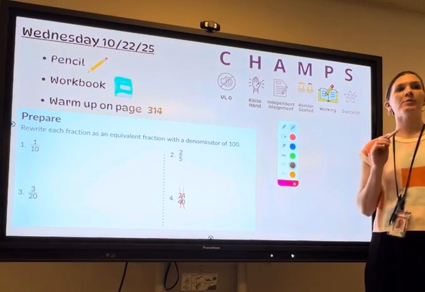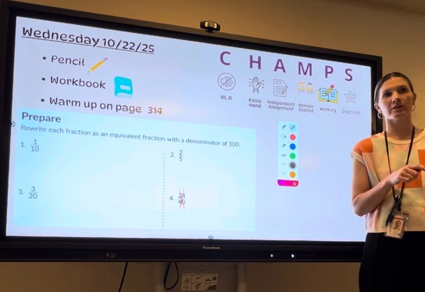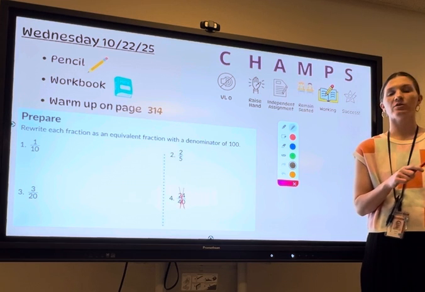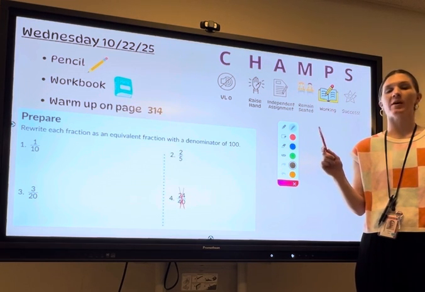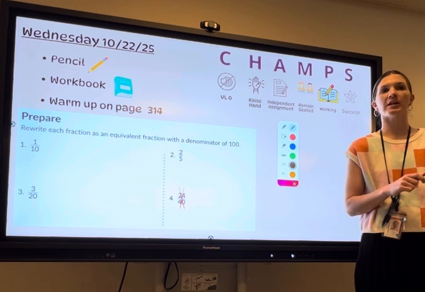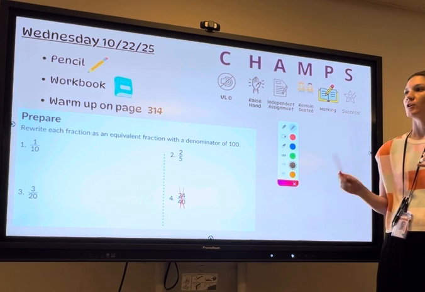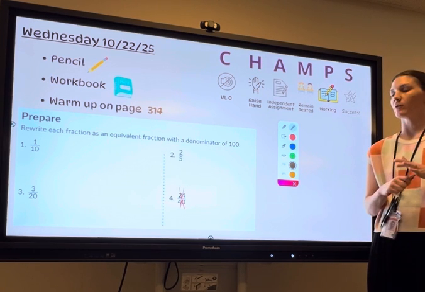Okay, so to begin this lesson, you need a pencil and your workbook. Remember, if you don't have a pencil, you can borrow one from the box by the door, but you need to leave your lanyard, and at the end of class, pick up your lanyard and put my pencil back. Your warm-up is on page 314, okay?